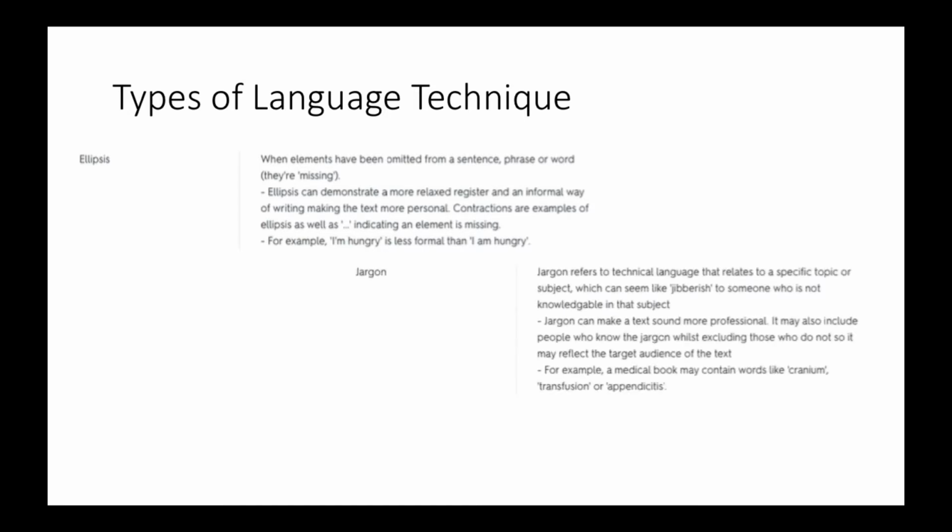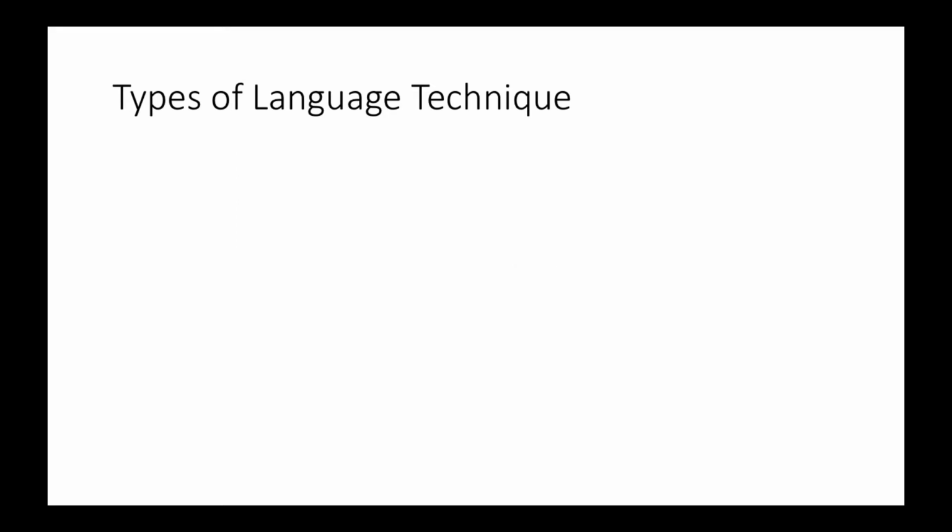Jargon, and jargon refers to technical language that relates to a specific topic or subject, which can seem like gibberish to someone who is not knowledgeable in that subject. It can make a text sound more professional. It may also include people who know the jargon, whilst excluding those who do not, so it may reflect the target audience of the text. So for example, a medical book may contain words like cranium, transfusion, or appendicitis.